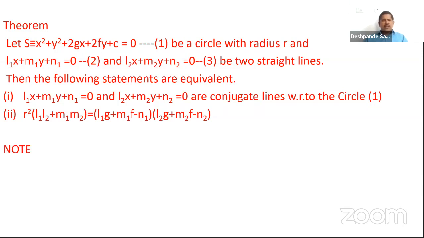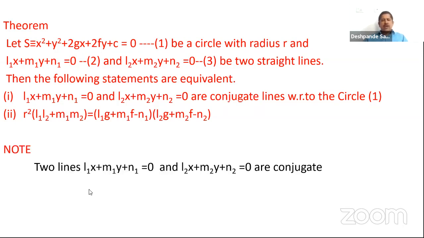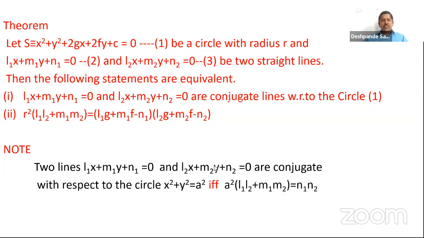Now let us take one more result based on this. If you got two lines L1x plus M1y plus N1 is equal to 0 and L2x plus M2y plus N2 is equal to 0 are conjugate lines with respect to circle x square plus y square is equal to r square. Now the condition 1 is same here, but the condition 2 you see here, in place of r square you got a square because radius is a here, and in place of this entire expression you got N1 N2. Now here circle equation is given as x square plus y square is equal to a square. So center is going to be 0, 0, right?